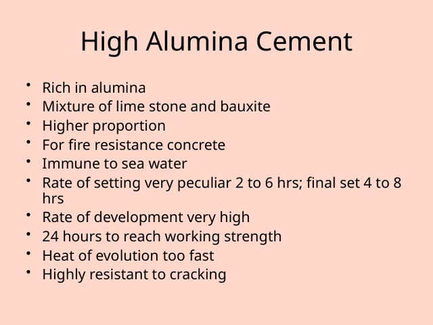Now, when it comes to setting time, it's quite peculiar. It sets relatively quickly, taking about 2 to 6 hours initially, with a final set in roughly 4 to 8 hours. This rapid development means that within just 24 hours, it can reach a workable strength, which is quite impressive. However, this fast rate of development also means it releases heat very quickly during curing, which can be a concern. The heat of evolution is high, so proper management is necessary to avoid issues like cracking. Interestingly, despite this rapid setting and heat release, high alumina cement is highly resistant to cracking, adding to its durability.